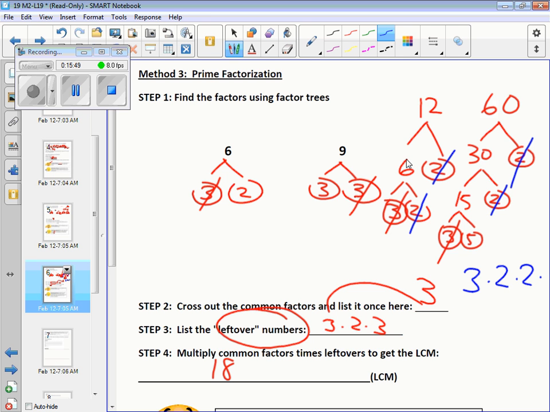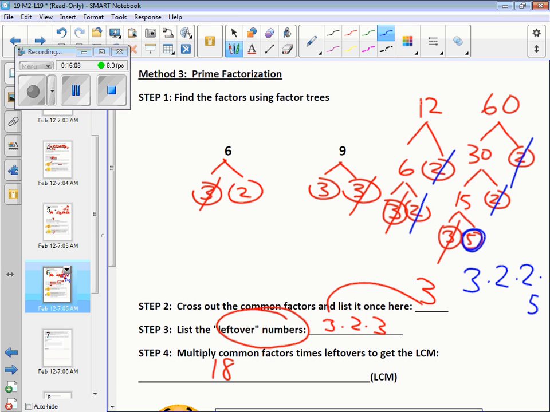Whatever's not crossed out, in this case, it's a 5. There's only one number that's left over. We have to add it to the multiplication string. Whatever number you see, you add it. Now it's 3 times 2 times 2 times 5.